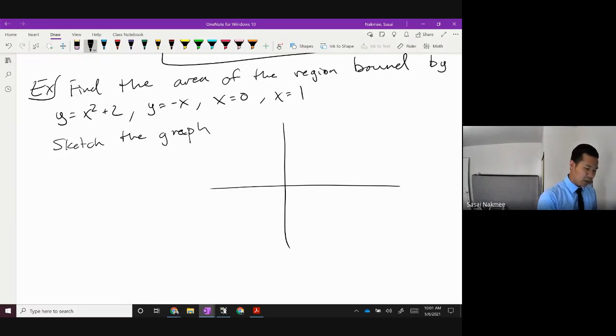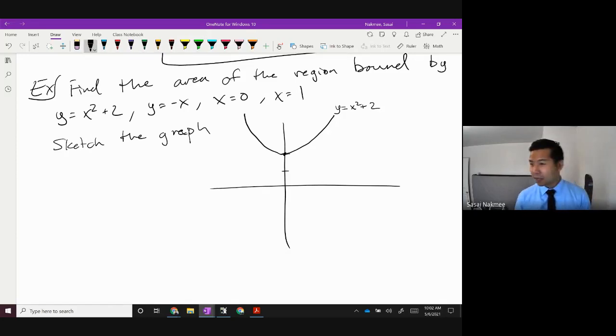Y is equal to x squared plus 2 is a parabola that's shifted up 2. So here we go, up 1, up 2. The vertex of that is going to be here, and it's going to look something like this. This is going to be my y is equal to x squared plus 2. I said 2, I wrote 1. I don't know if anyone saw that. Let's go to the next one.